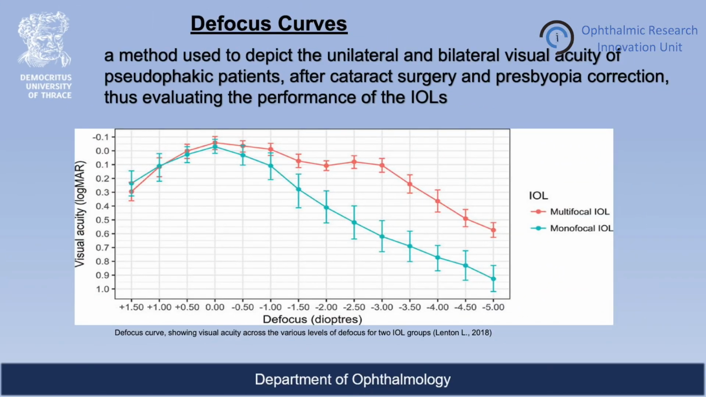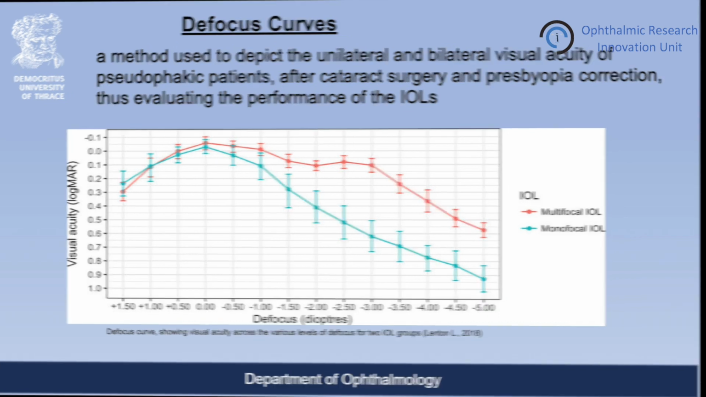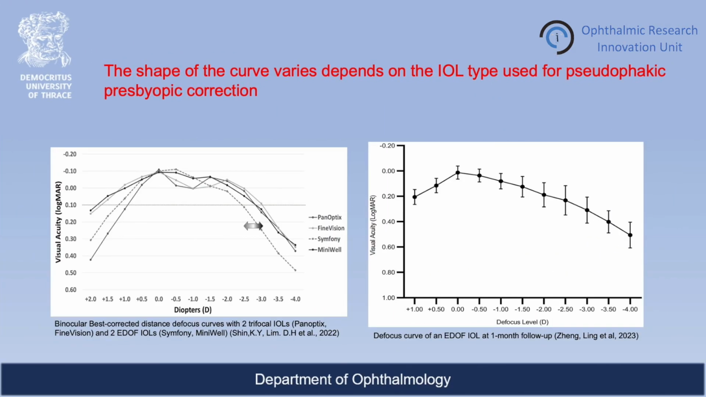Defocus curves is a method used to depict the unilateral and bilateral visual acuity of pseudophakic patients after cataract surgery and presbyopia correction, thus evaluating the performance of the implanted intraocular lenses. In the figure, we can see the defocus curves, showing various levels of defocus for two groups of IOLs, a monofocal and a multifocal one. The shape of the curve varies depending on the IOL type used for pseudophakic presbyopic correction.